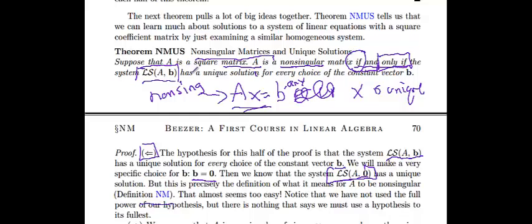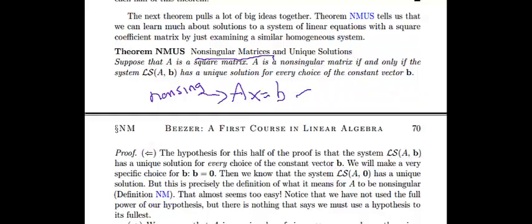Sorry about all the junk here. Let me remove it. All right, so I'll keep this here to remind us this is B can be anything, and X is unique.